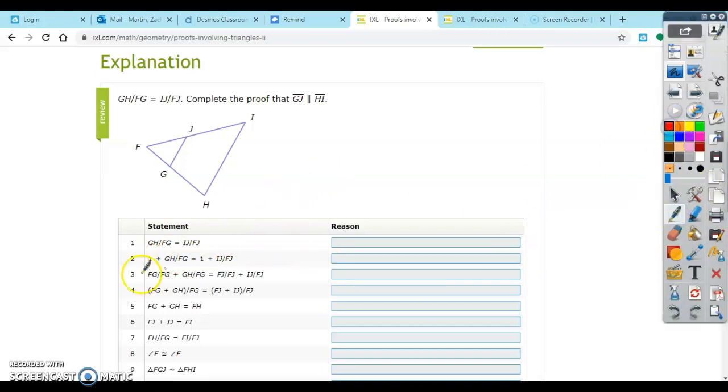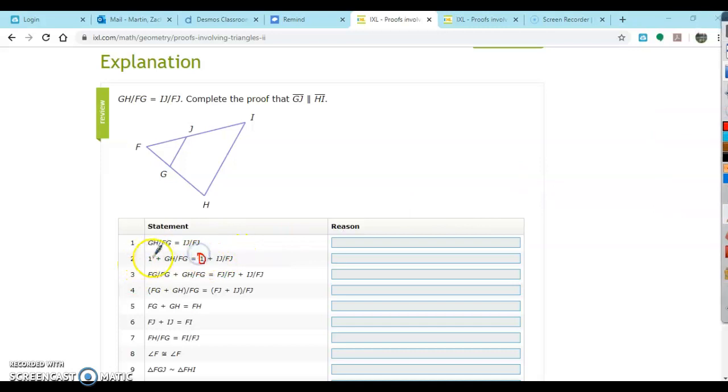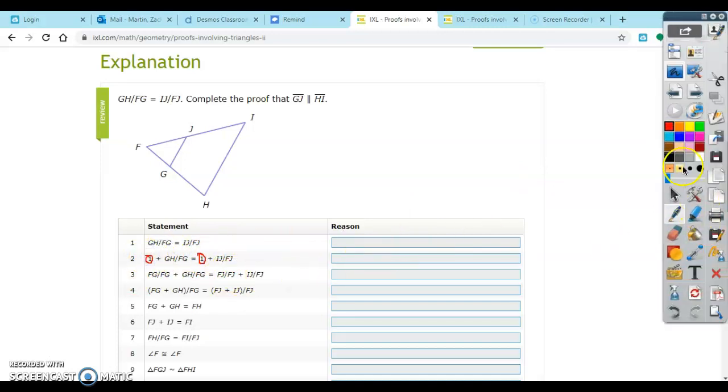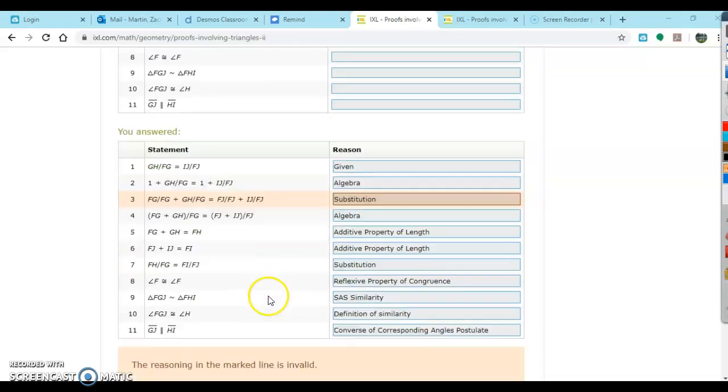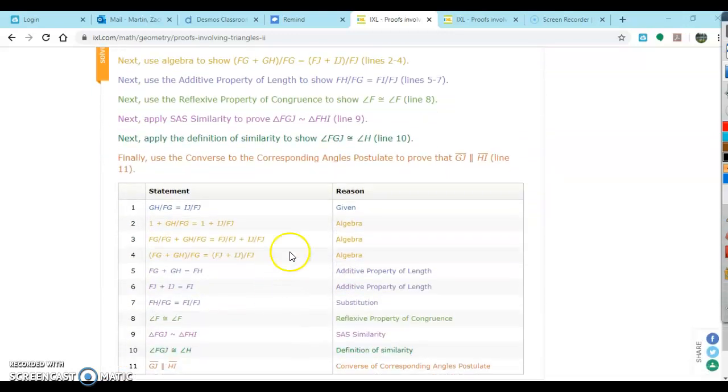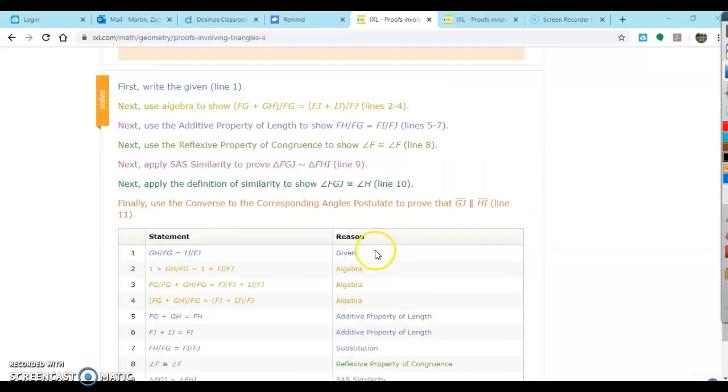So what in the world says that we can do that? Well, as long as I add the same thing to both sides, that's just algebra. That's just algebra right there, okay? So that was algebra. Then number 3 says, I kind of interpreted it as substitution because FG divided by FG is 1, FJ divided by FJ is 1. Well, the correct answer according to IXL was actually just algebra. They wanted algebra there. Okay, fine.